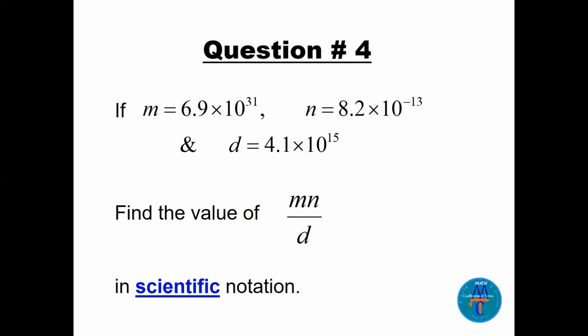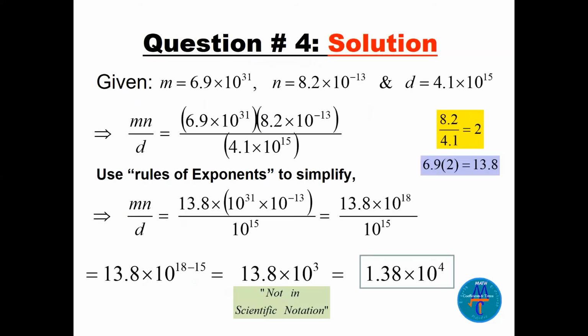Now, let's see the detailed solution of this value, mn. So we multiply m times n, all divided by d. Now, the answer you will get is 1.38 times 10 to the power 4. Let's see how. mn, so this is m here, just write it there, write n, write d.